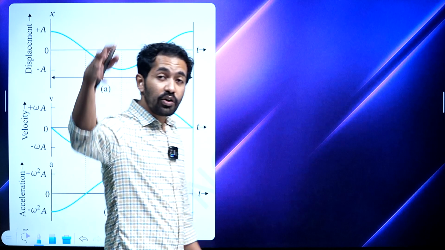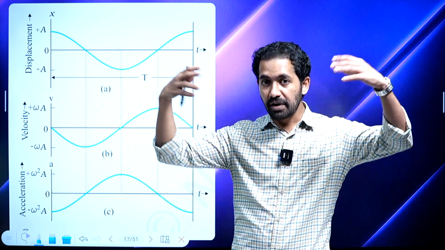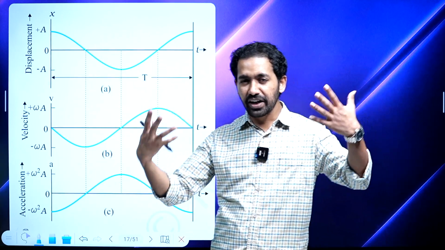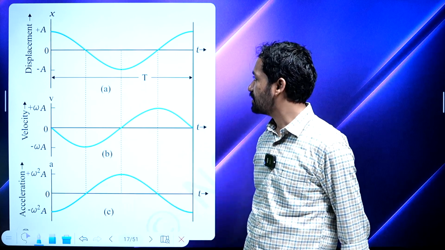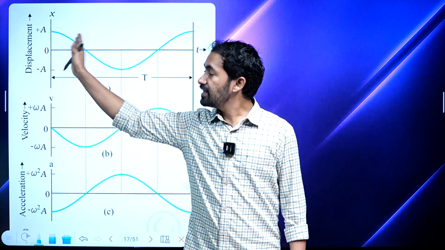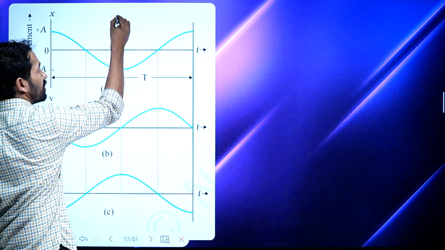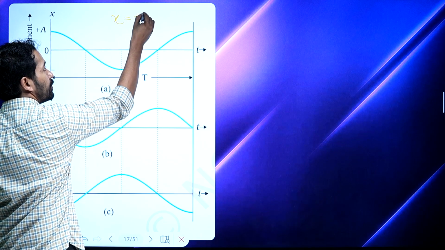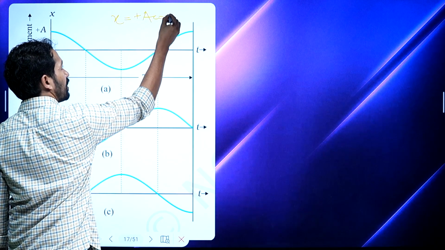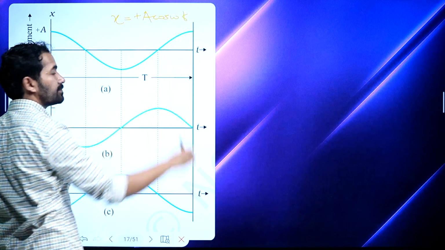Now let's put all these graphs together so that we can collect some extra insights and evidence from all these graphs. First case, you are seeing the displacement time graph. What was the equation for this graph? The equation was x is equal to plus a cos omega t.